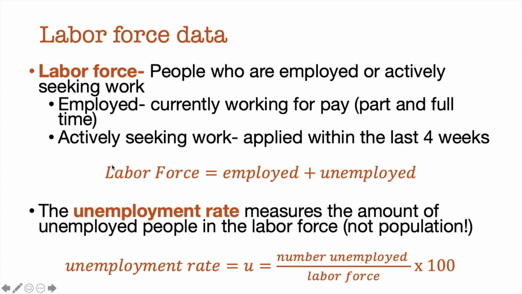So if we were to calculate the labor force, it includes both the employed people and the unemployed people, basically the folks in this description right here. And the unemployment rate measures the amount of the unemployed folks who are in that labor force. So it's just a ratio here. And we abbreviate the unemployment rate as lowercase u. So u equals, this is like saying the unemployment rate equals, and it's just a ratio of those unemployed folks over the entire labor force. And then we multiply it by 100 to make it a percentage.